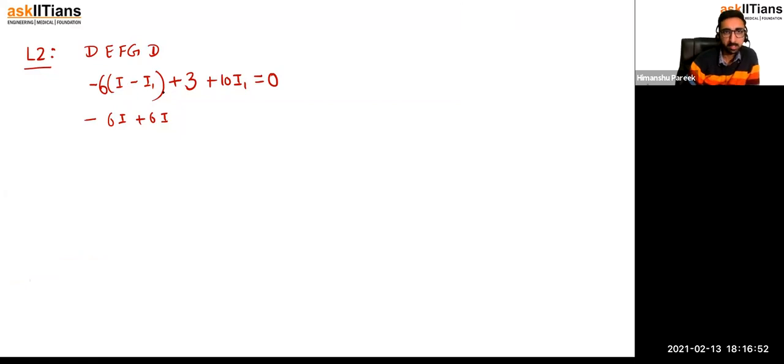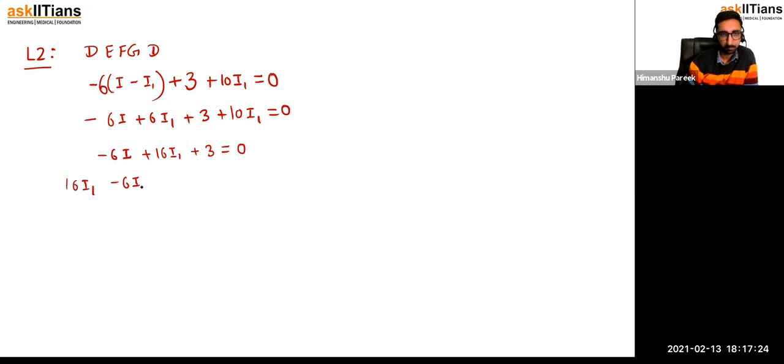So minus 6I plus 6I1 plus 3 plus 10I1. Now minus 6I1 plus 10I1 is nothing but 16I1 plus 3 equal to 0. So now from here, what will we be getting? Minus 6I, and this 16I1 is equal to minus 3.